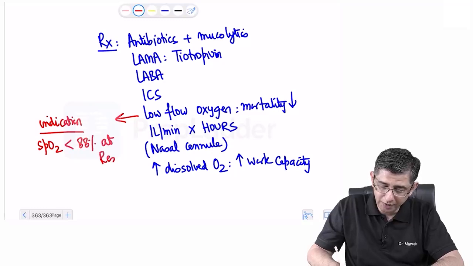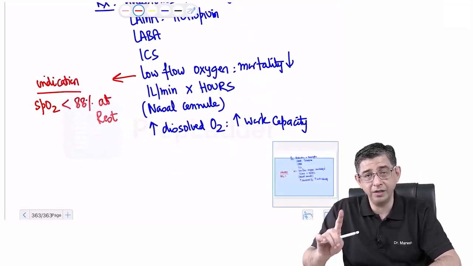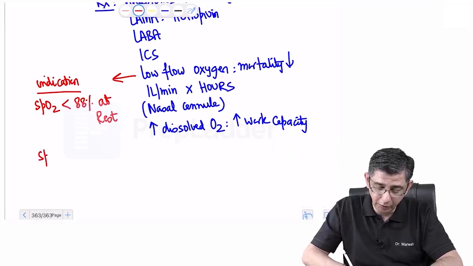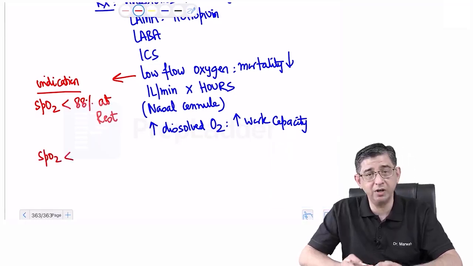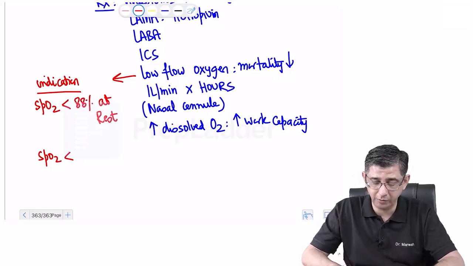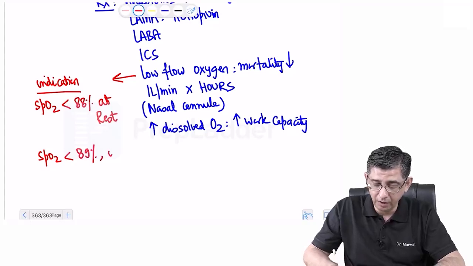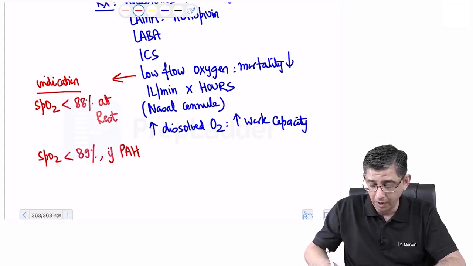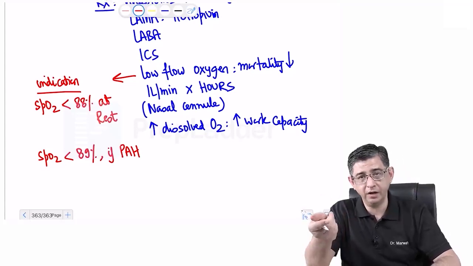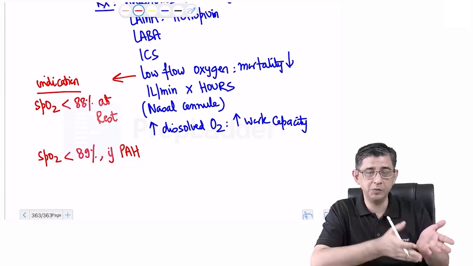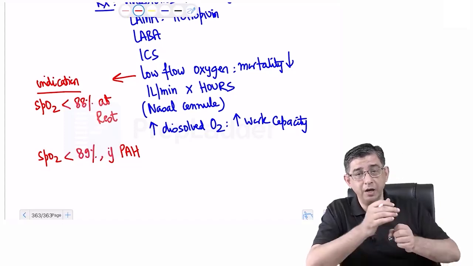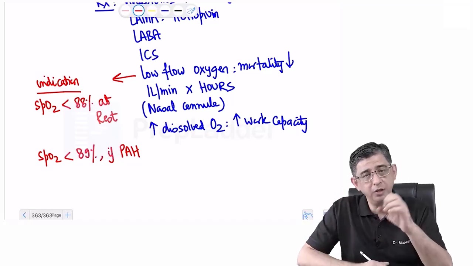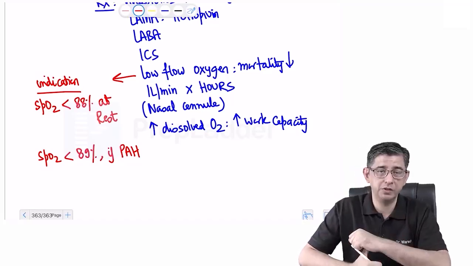If SpO2 is less than 88% at rest. Or another cutoff to be remembered, you can very well see why I'm using a different color, because this is important from the exam perspective. He says SpO2 less than 89% if pulmonary artery hypertension has already developed in the patient. If there is a problem with the right ventricle, why will the right ventricle be affected? Because pulmonary artery hypertension will occur, because hypoxia causes constriction of pulmonary vessels.